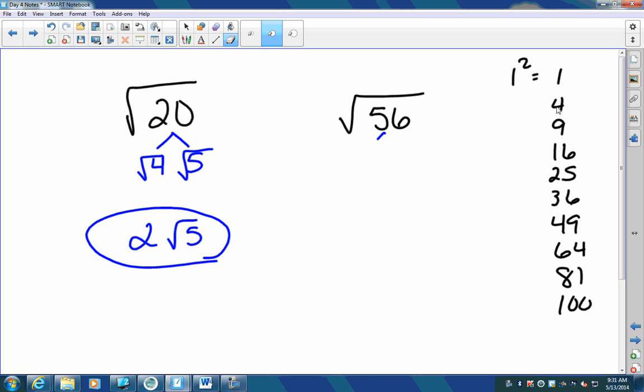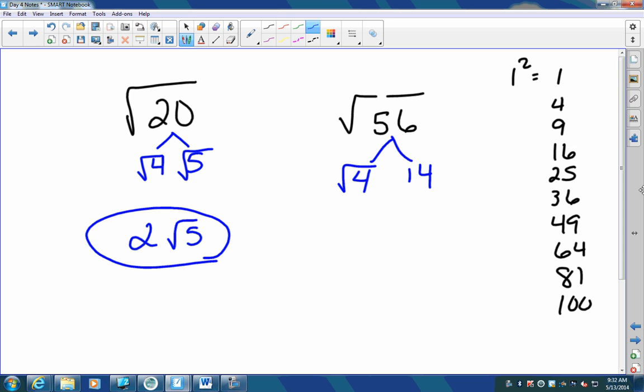And 4, does 4 go in there? 4 does. Oops, I have the eraser on. Try again. Let me start with 56. Goodness gracious. So 4 does. Take 56 divided by 4. What do you get? 14. Now I know that 4 is a perfect square. So now here I would get the square root of 4 is 2, and then the square root of 14. That would be your answer.